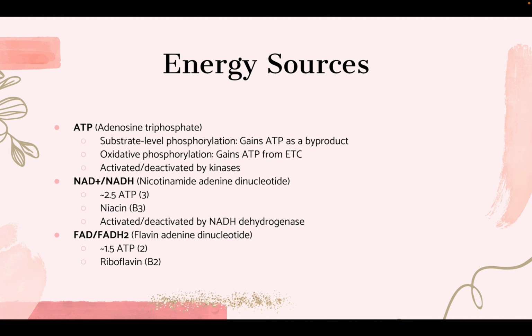We can get ATP with two methods. One of them is substrate level phosphorylation. This is when we gain ATP as a byproduct of something else that just happened. Or oxidative phosphorylation, which is when we get ATP from the electron transport chain.